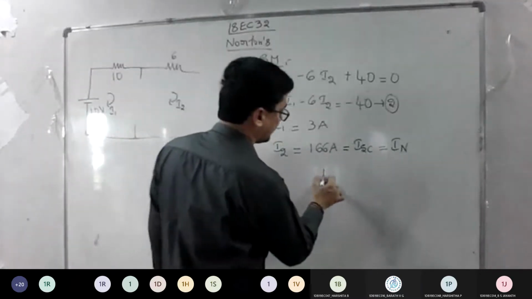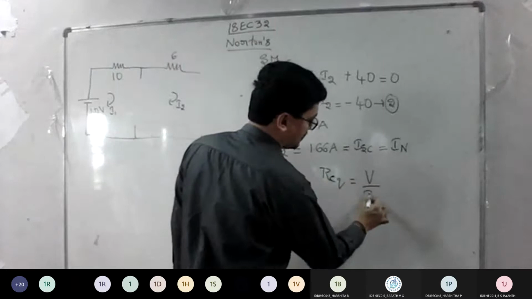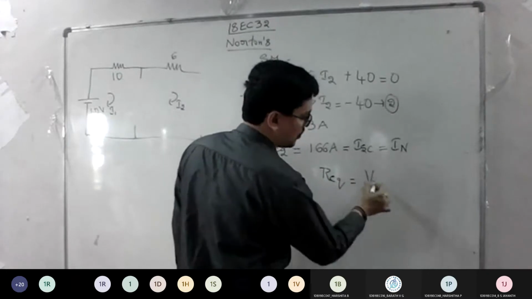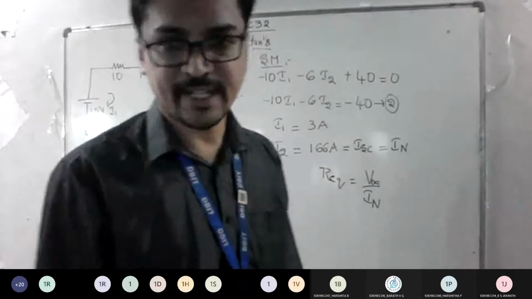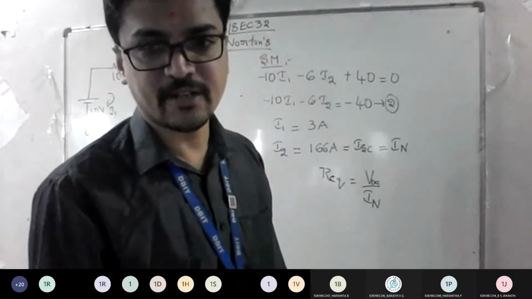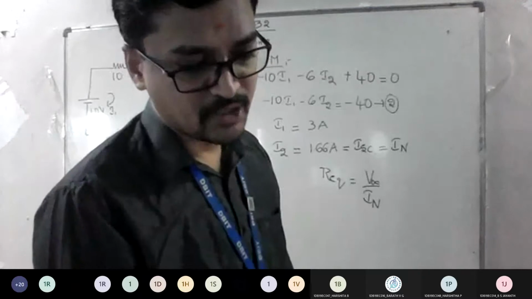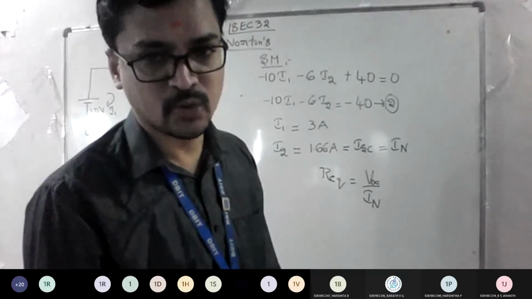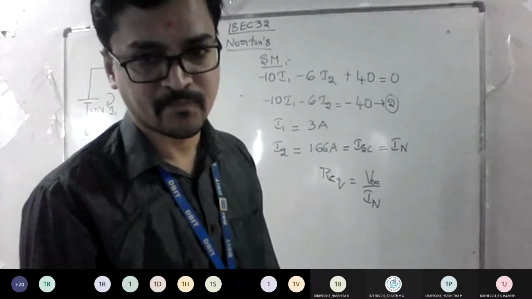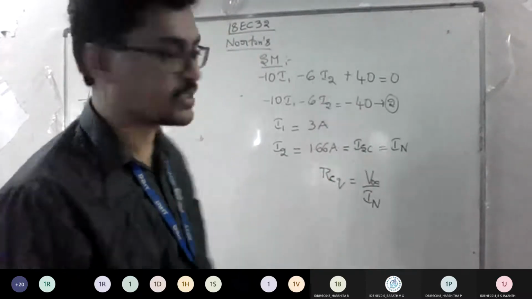We already got this. See, I need to find R equivalent now. So the formula is voltage by current. The current is nothing but this, and the voltage will be your open circuit voltage, VTH. So you need to find that, and only then can you get the R equivalent. That is the only change you need to make with the Norton concept. VTH by I you did earlier in Thevenin's, same logic here.